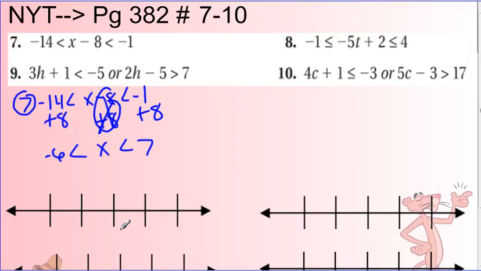So we need a bigger scale. I'm thinking counting by 4s again. 0, 4, 8, negative 4, negative 8, with 7 being here and negative 6 being there. Hollow dot at 7, hollow dot at negative 6, and we shade in between.